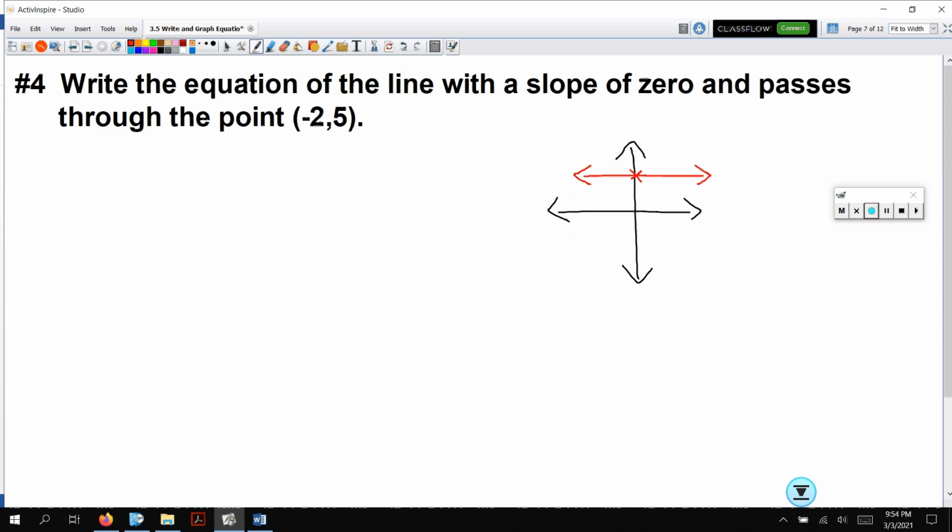Every single point on a horizontal line has the same y coordinate. So look at this y coordinate. Y is equal to 5. That is the equation of the line with the slope of 0 that passes through this point.